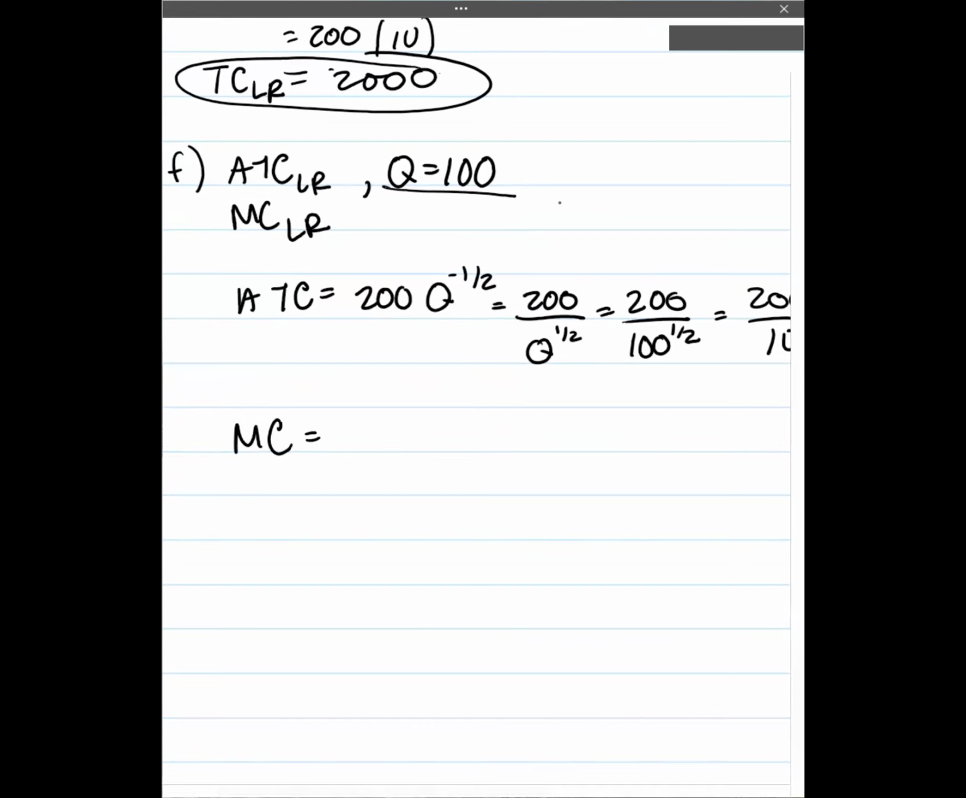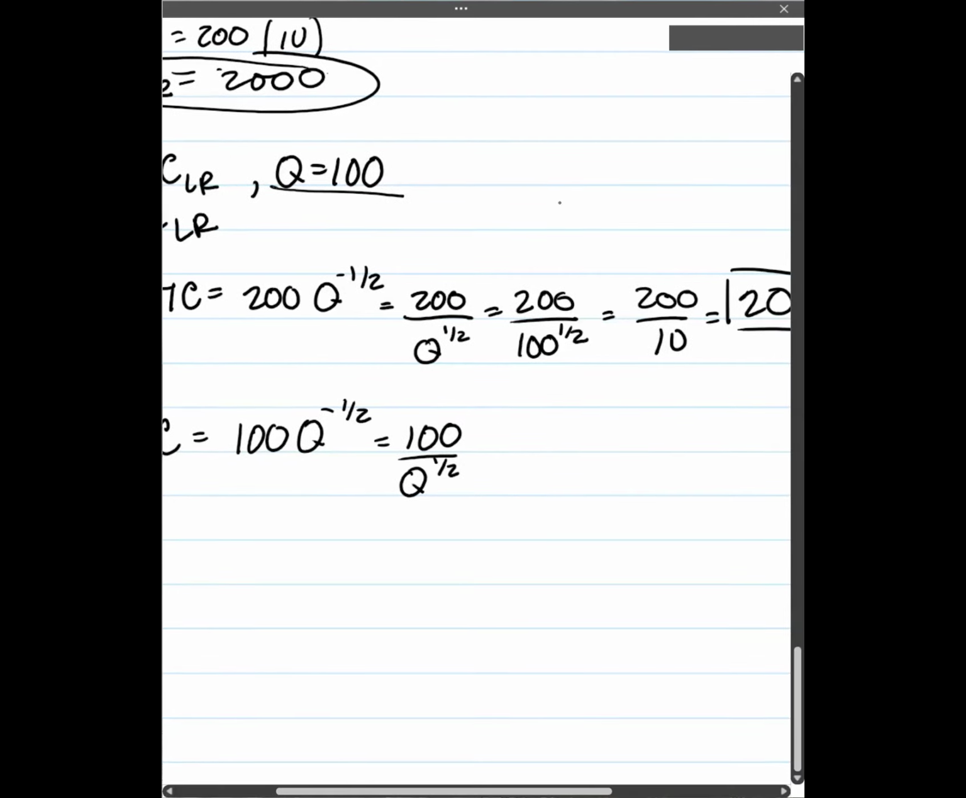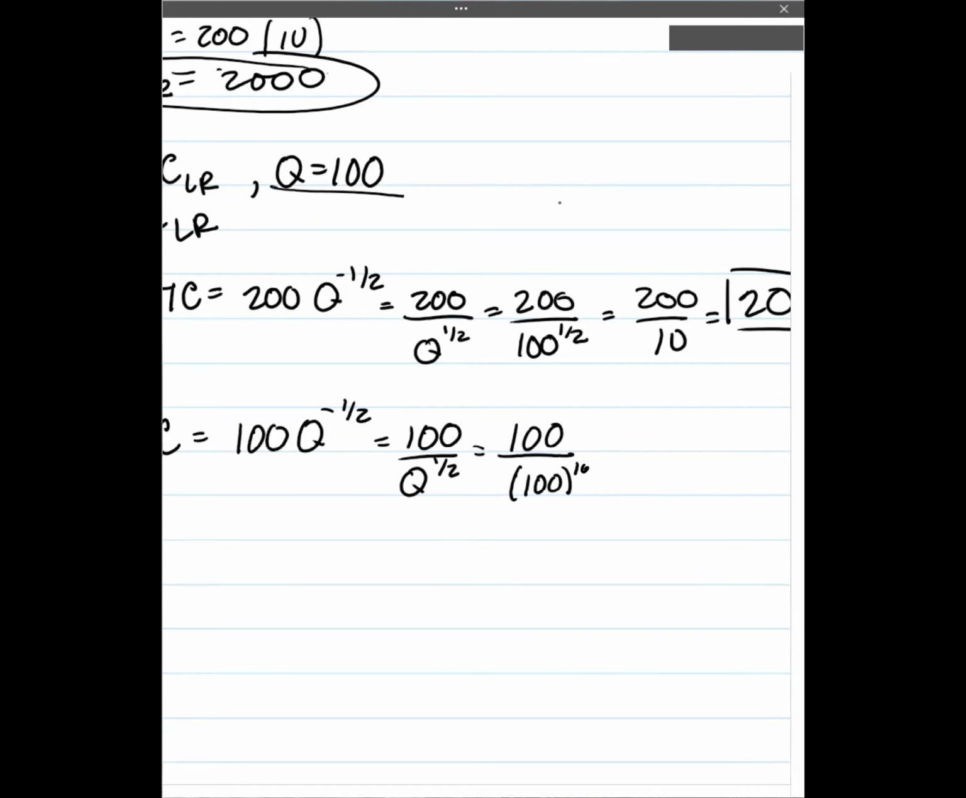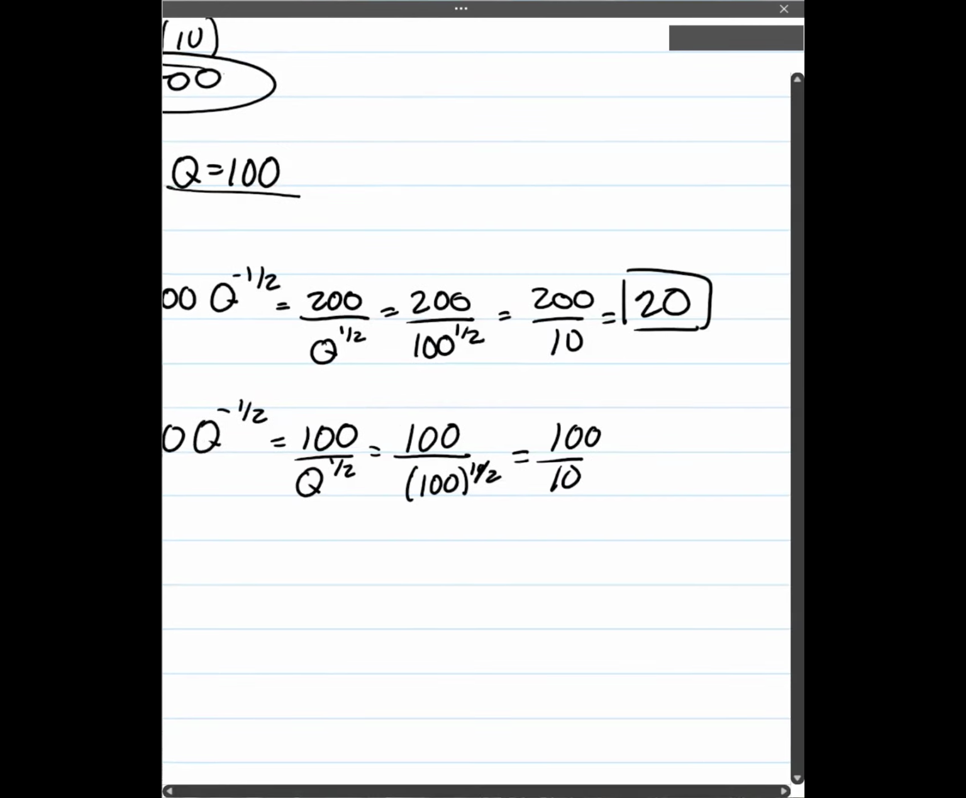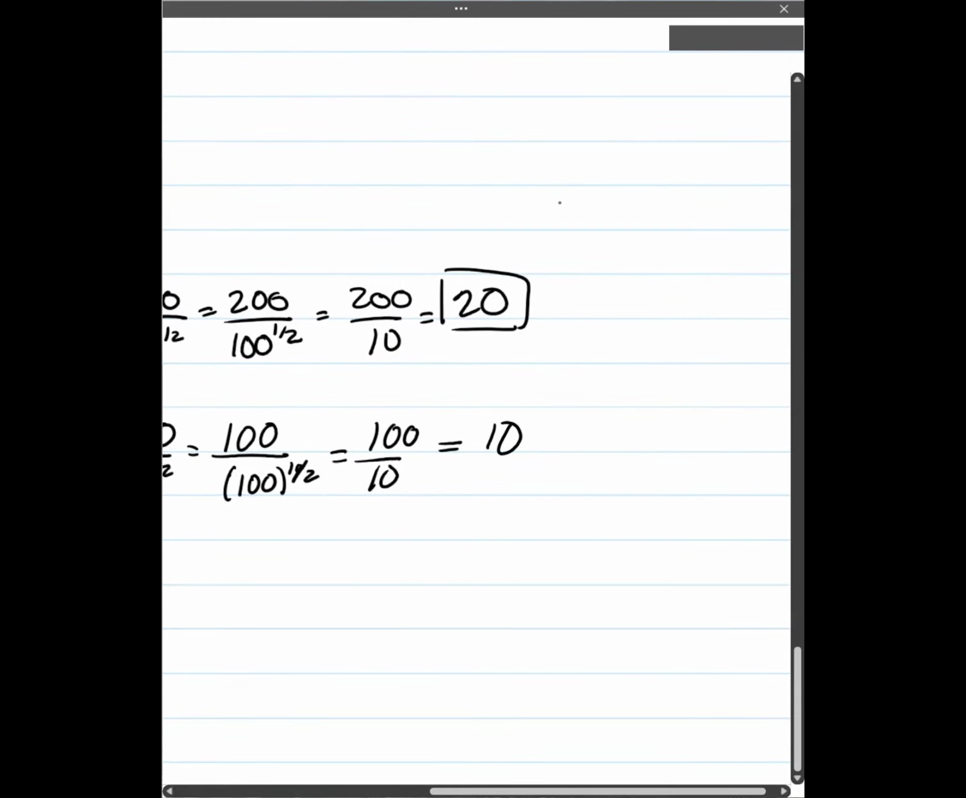For marginal cost, we know that the firm's marginal cost is equal to 100 times output to the negative 1/2 power. We can rewrite this as 100 over quantity to the 1/2 power. Substituting 100 for Q, we'll get 100 over the square root of 100. That'll give us 100 over 10, which is equal to 10. So that's our answer there.